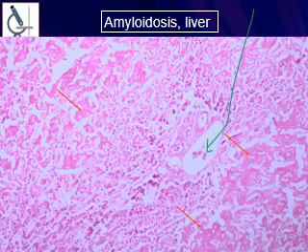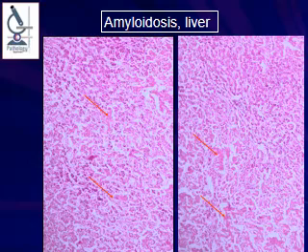We have this pink extracellular material referred to by these red arrows, and the green arrow shows the portal tract, which is normally seen within the liver, meaning that we have a normal architecture of the liver preserved, with lesions seen extracellularly, which is the amyloid material causing pressure atrophy of the hepatocyte.